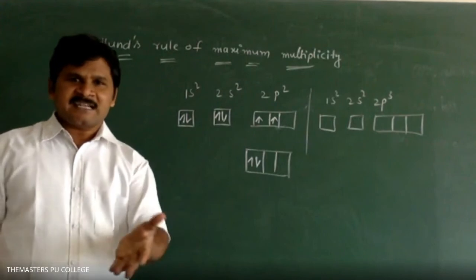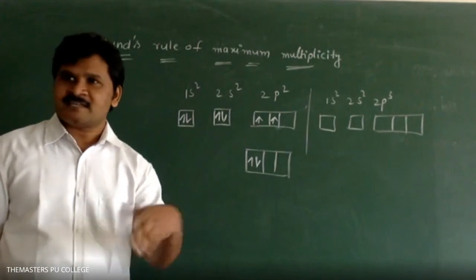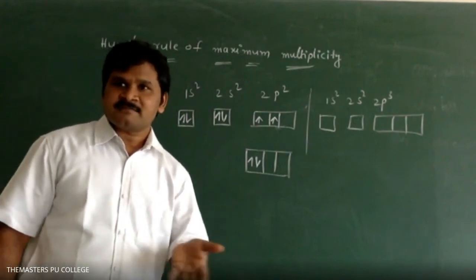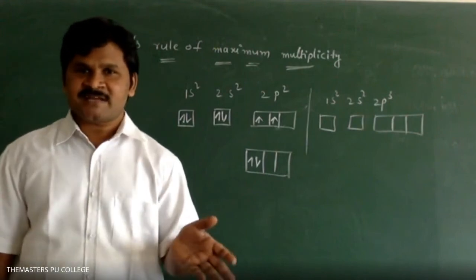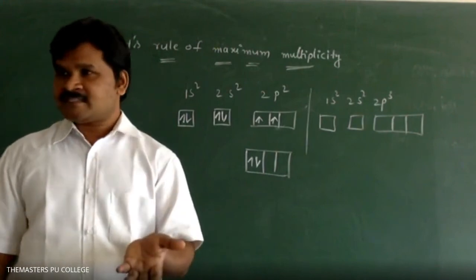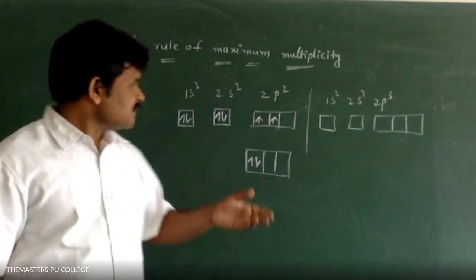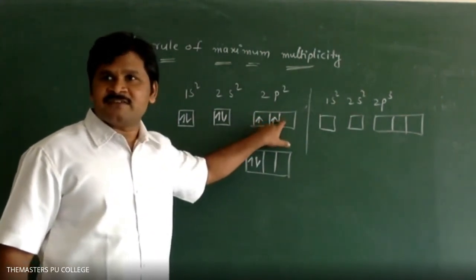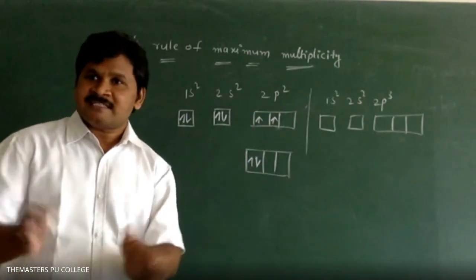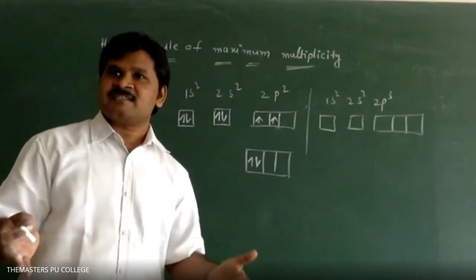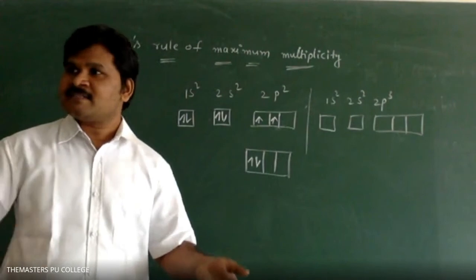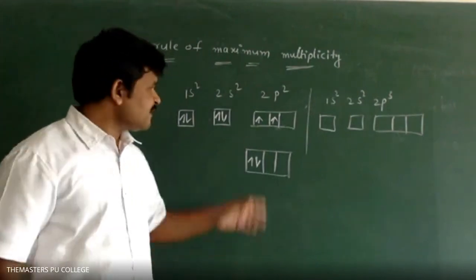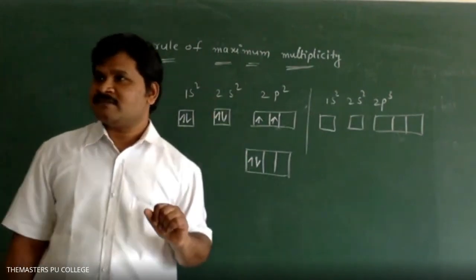multiplicity. It is like a bus. In a bus, generally, what do they prefer? Majority of the passengers prefer window seats. So these are nothing but window seats. First they occupy the window seats, then only the adjacent seats are filled. Why? Because they don't have any choice. Compulsorily they have to sit there. So that is Hund's rule of maximum multiplicity.